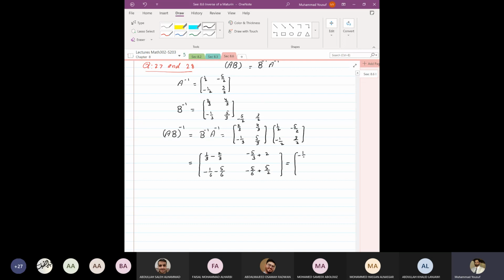This is minus 1 over 3. This is plus 1 over 3. Minus 1 over 6 minus 5 over 6 is minus 1. And here, when we take this common denominator, that is equal to 6. So minus 5 plus 5, 15 over 6, not minus. Not minus?